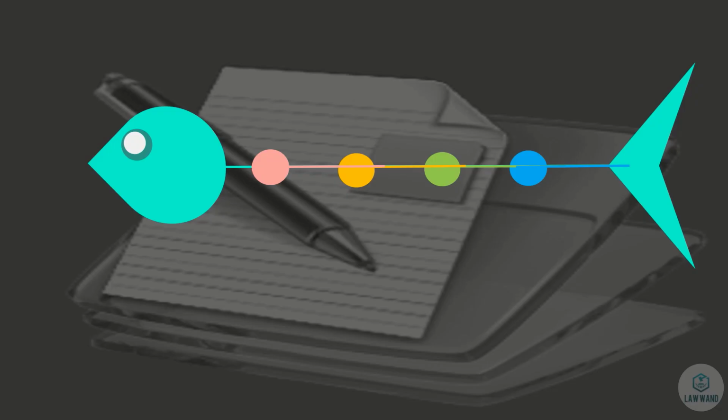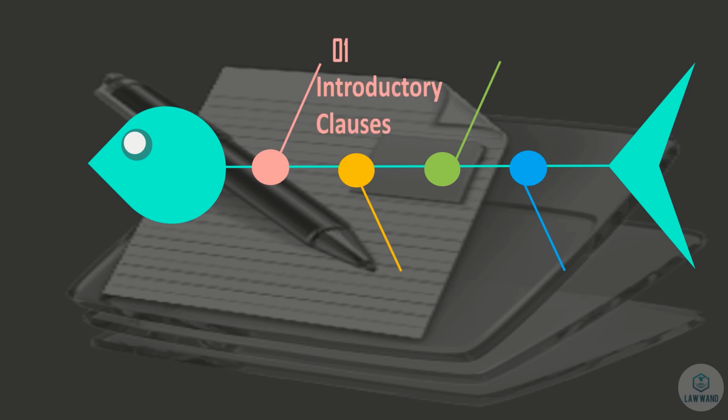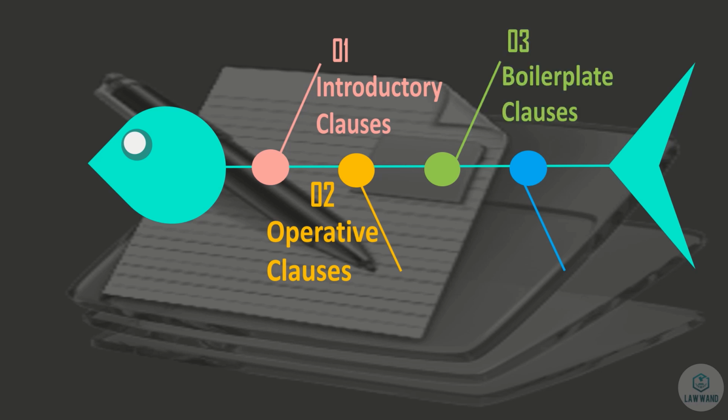And to make it possible, it is essential for you to know the basic structure on which you can build your contract. This basic structure of contract can be divided into four main groups. The first group is introductory clauses. The second group is operative clauses. The third group is boilerplate clauses. And under the fourth group, you get annexures or schedules.